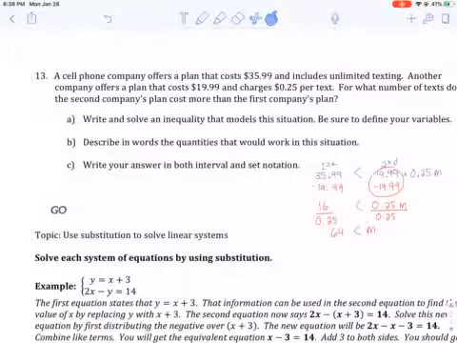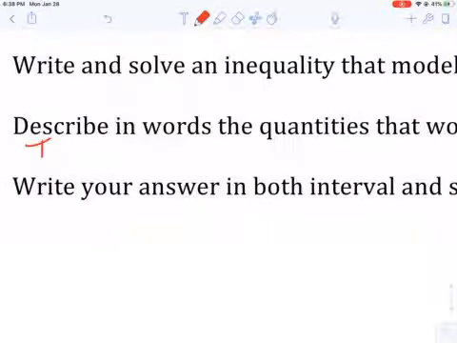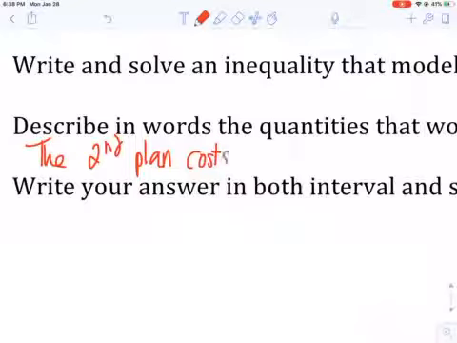So, what we just solved here? We just figured out the second plan costs more after 64 texts.